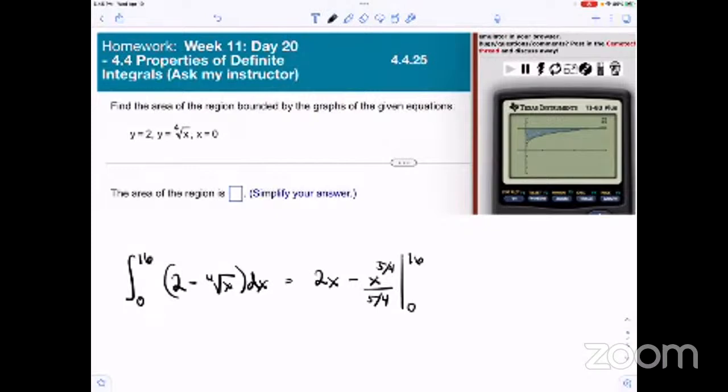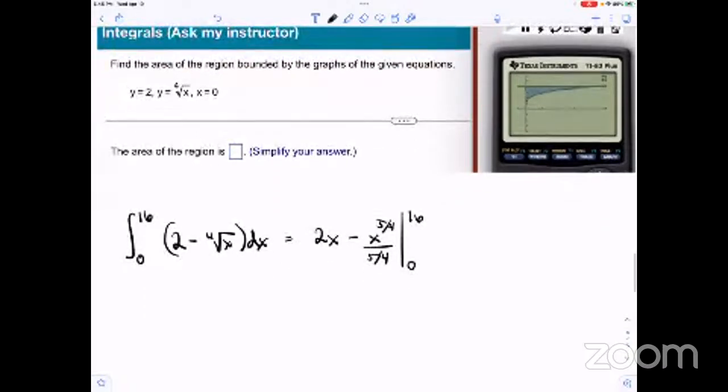So when we plug in 16, we get 32 minus, I want to say the 4th root of 16 is what? 2? Yes, right? So then 2 to the power of 5 is 32. So then we're going to have minus 32 over 5/4, right? And I think when x is 0, those terms cancel. If we flip and multiply, it looks like a common denominator is 5.